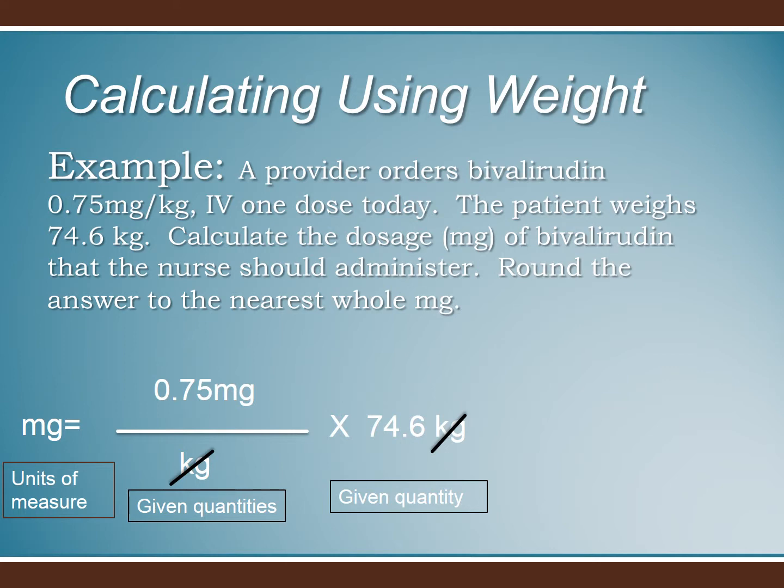My patient weighs 74.6 kilograms. So I need 0.75 milligrams for each kilogram to get the amount I need. I am able to cancel out the kilograms. This provides me with the answer of 55.9 milligrams. Using the rounding rules, because the example states to round the answer to the nearest whole milligram, the answer is going to be 56 milligrams.